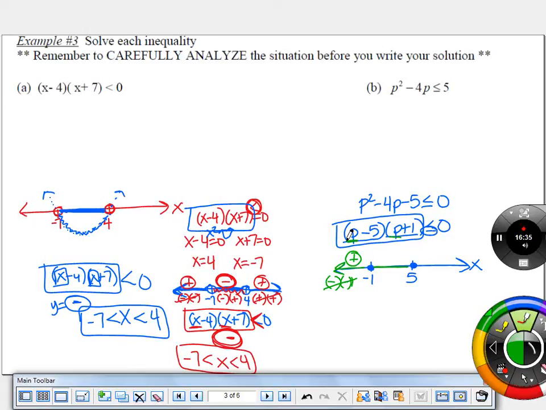So we plug 0 in here. 0 minus 5 would be a negative. 0 plus 1 would be a positive. Those multiply together to make a negative.